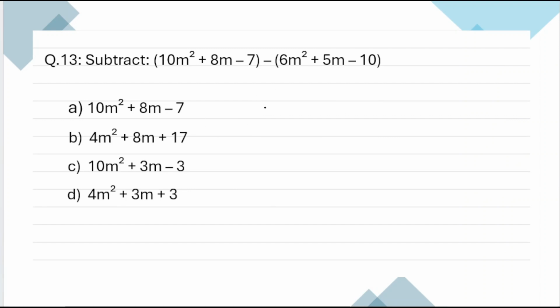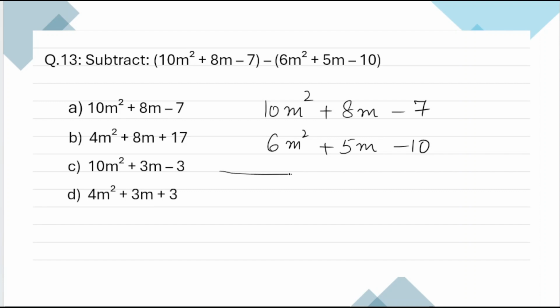Subtract these two polynomials. So it's 10m square plus 8m minus 7, 6m square plus 5m minus 10. We are subtracting them. In the subtraction, always remember the signs of the second polynomial change. All the terms of the second polynomial, their signs get changed. So this plus 6 will become minus 6, plus 5 will become minus, and minus 10 will become plus.